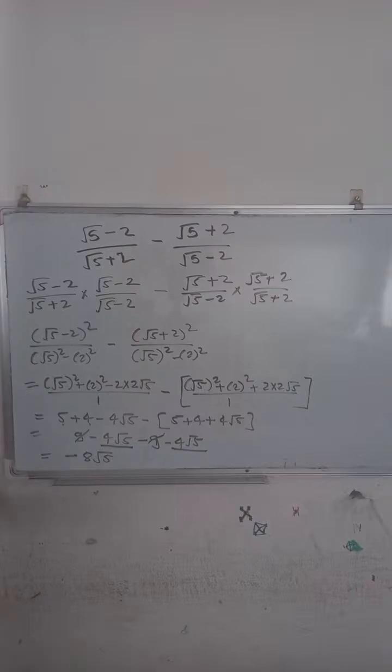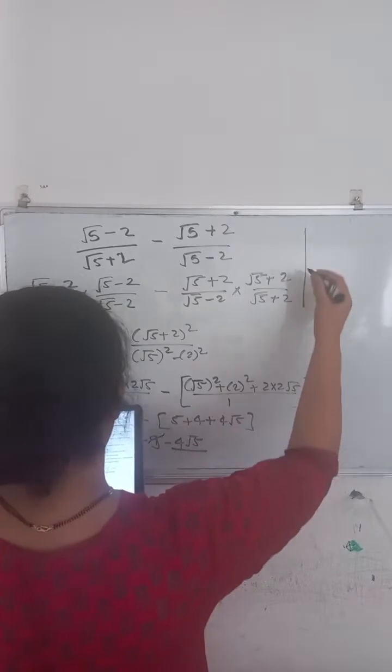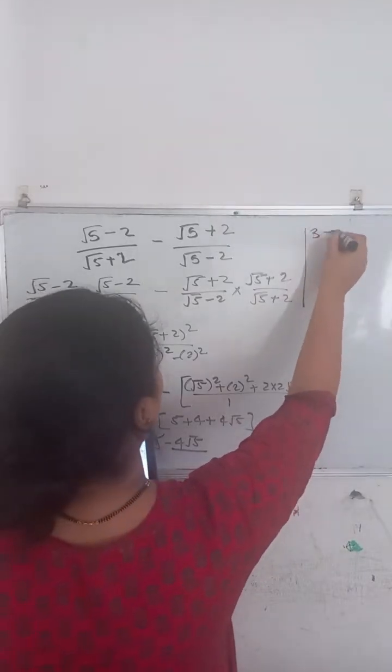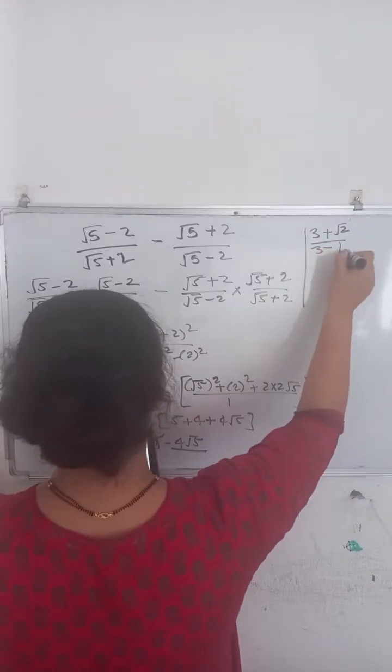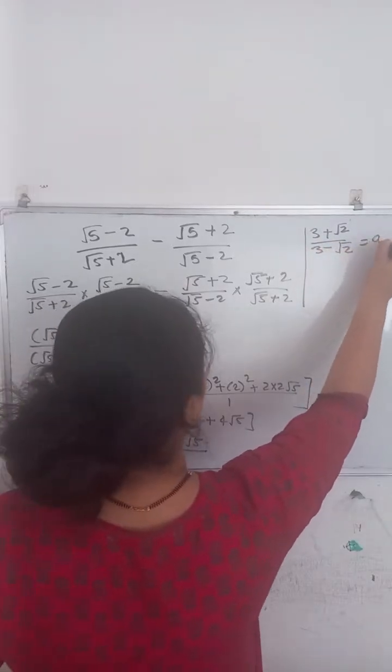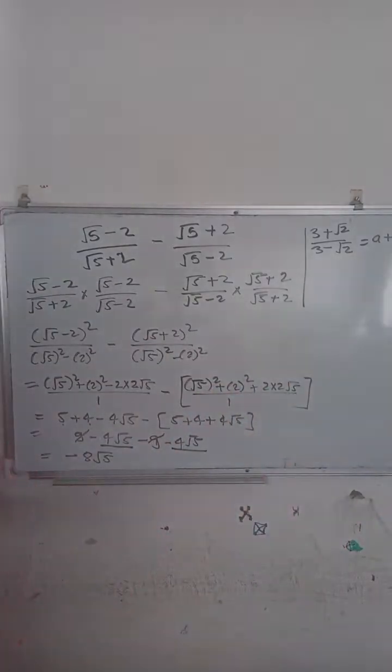And you can try to solve this question. 3 plus root 2 upon 3 minus root 2 is equal to a plus b root 2. Okay, find the value for a and b. Calculate this, I will come.